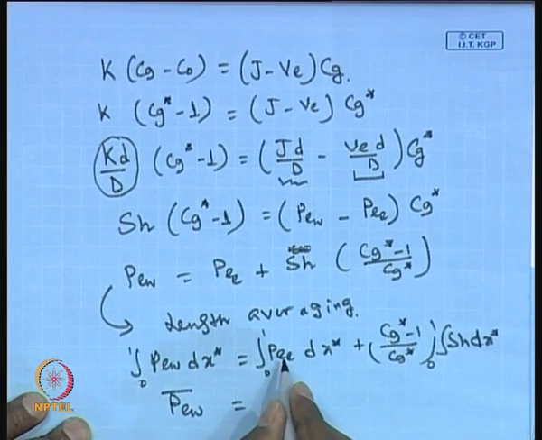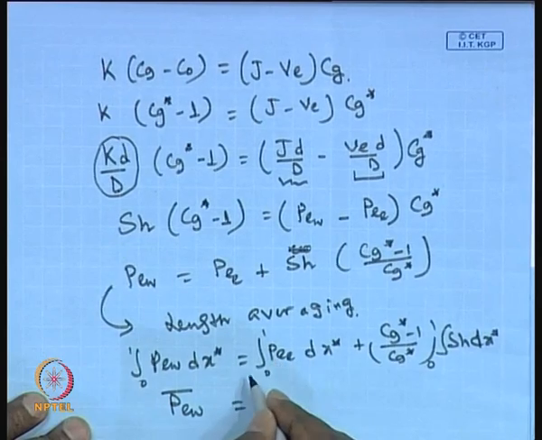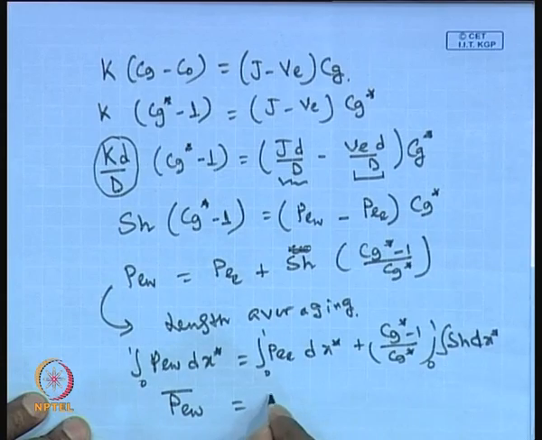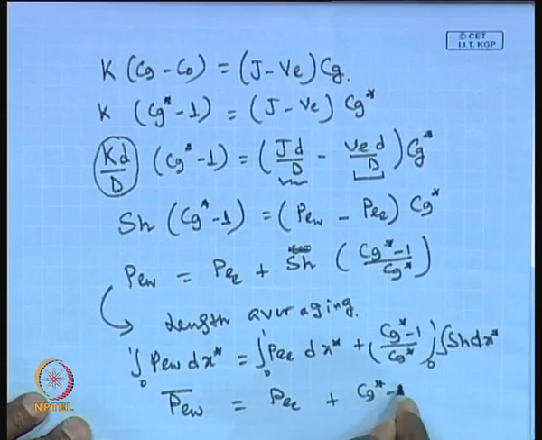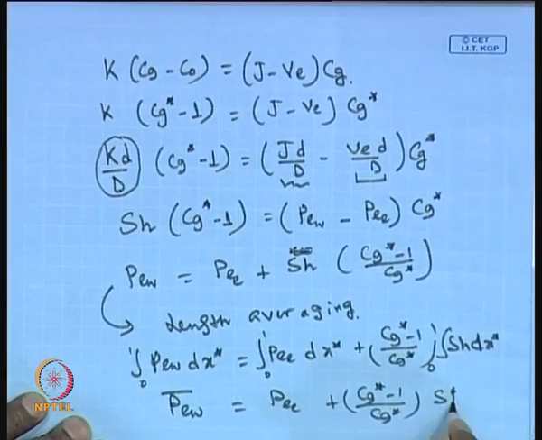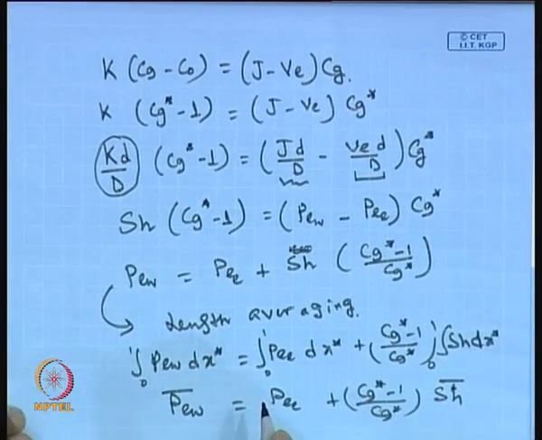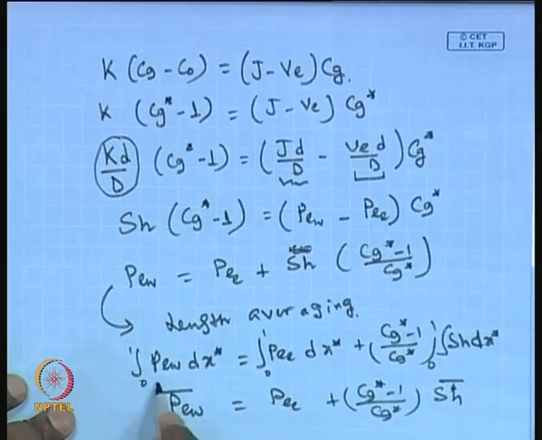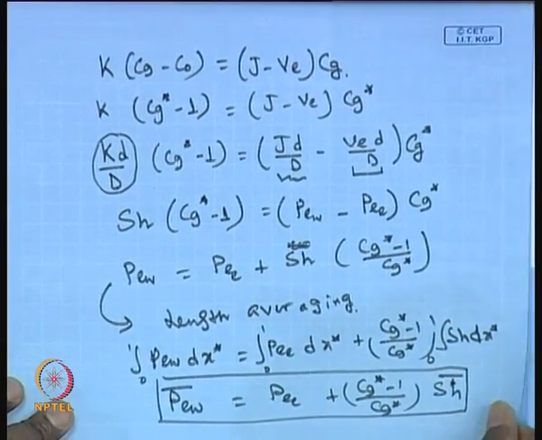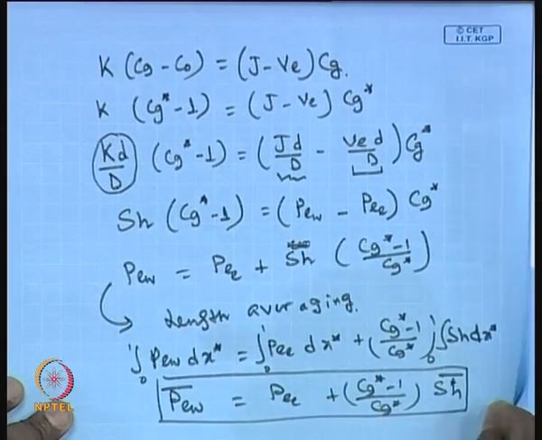Now, PE is constant, it does not depend on x star. So, it will be out of the integral. So, integral of dx star is equal to 1. So, this becomes PE plus Cg star minus 1 divided by Cg star, and this integral 0 to 1 Sh dx star is nothing but the length average Sherwood number. Okay. So, this is the relationship of the permeate flux, length average permeate flux and length average Sherwood number.